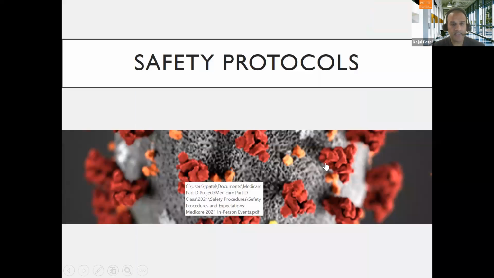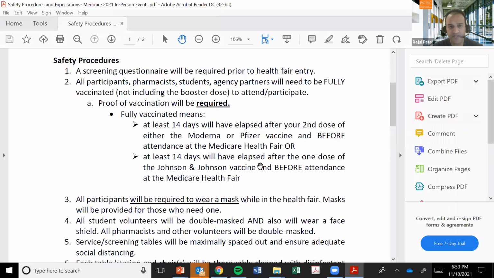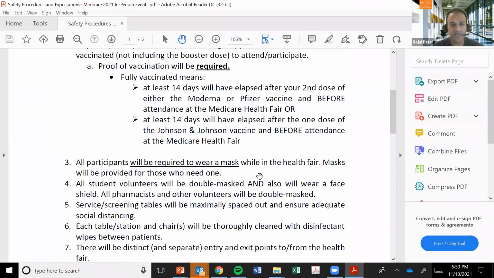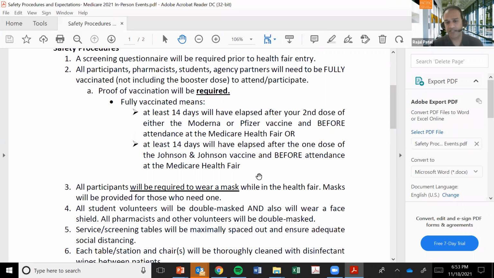And with that, I do have the safety protocols in case anyone's interested. We have 15 safety protocols. I'll just leave this up here just so people can see some of them. But during this, I'll be glad to answer any questions that you might have for me.